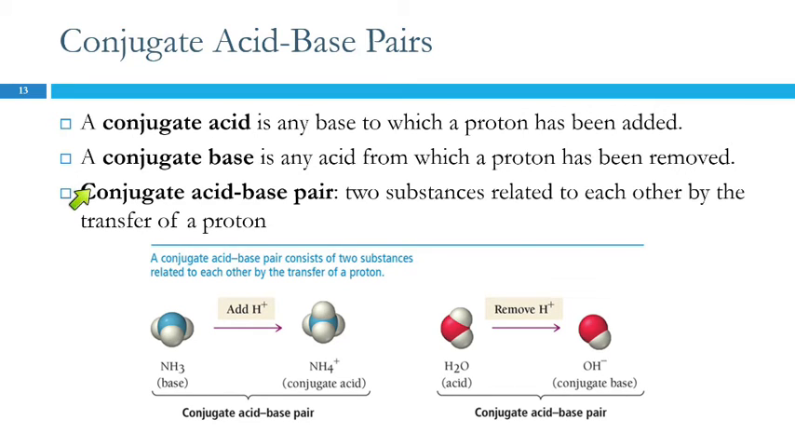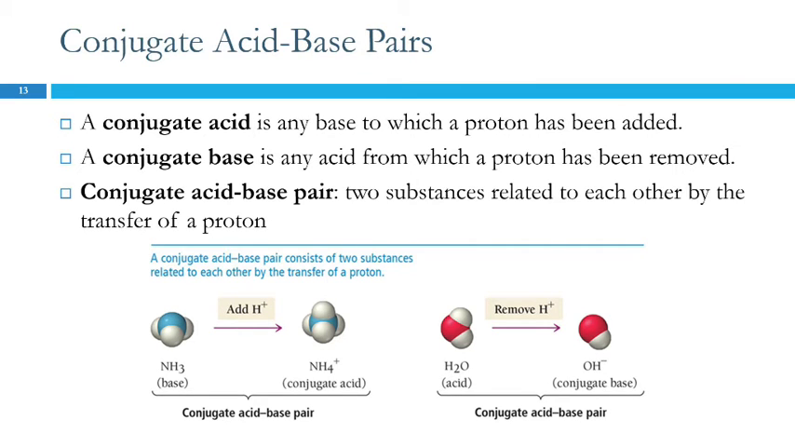So a conjugate acid-base pair, these are two substances that are related to each other by the transfer of a proton. We do need to be able to recognize acid-base pairs. So NH3 and NH4 plus are a conjugate acid-base pair. What's happened is that if we add hydrogen to this, we get that hydrogen ion. We get ammonium. Water and hydroxide are also conjugate acid-base pairs. If we remove a proton from water, we get hydroxide. This is the acid, this is the conjugate base.